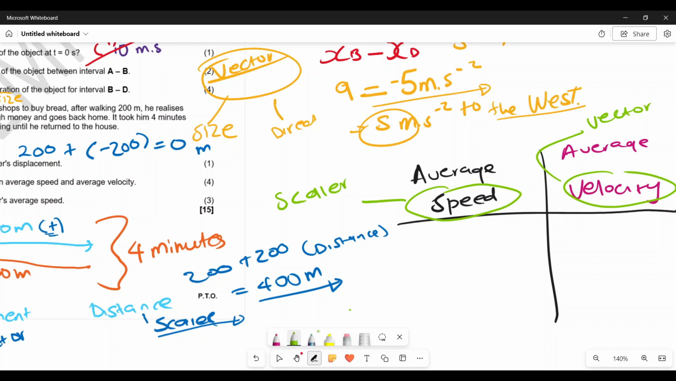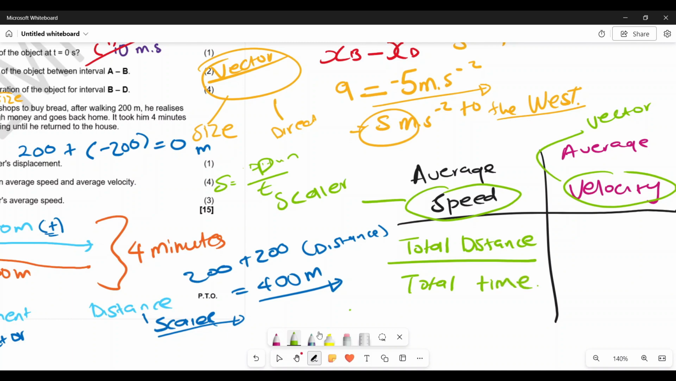So what is the formula for your average speed? Remember speed, it will be your distance over time. So d over t, normally the speed formula. Average speed will be the total distance. So this is in terms of totals now. Total distance divided by the total time taken. What about your average velocity? With regards to your average velocity, it will be your displacement divided by your change in time, right? So now this is the difference between the two.